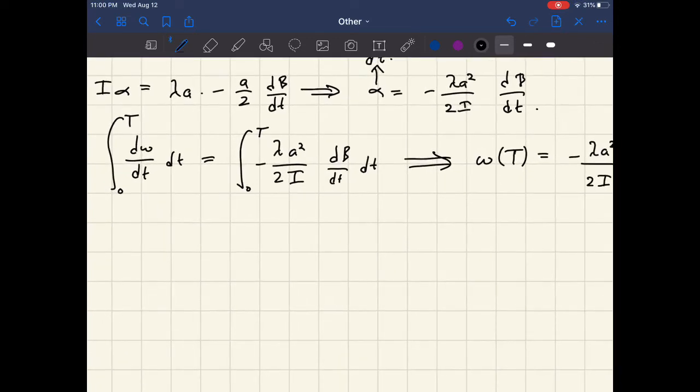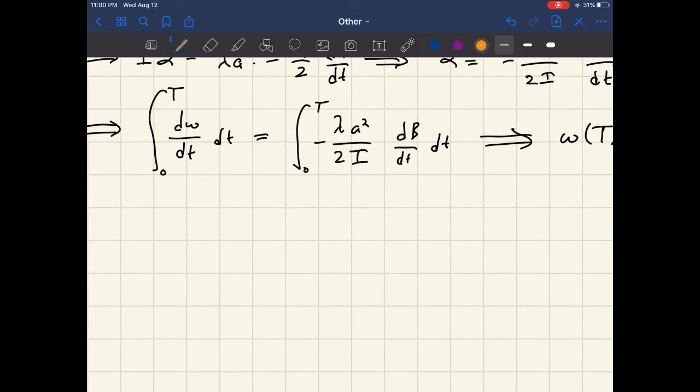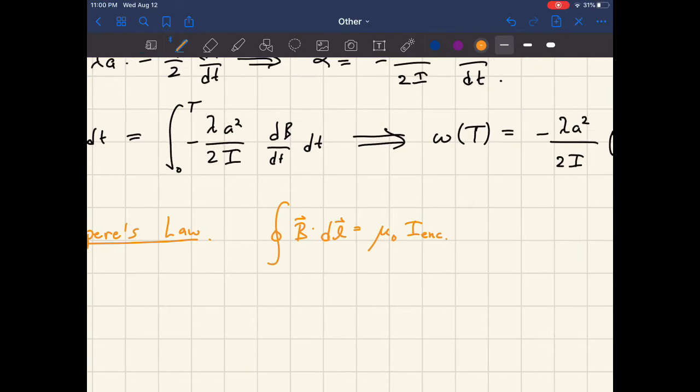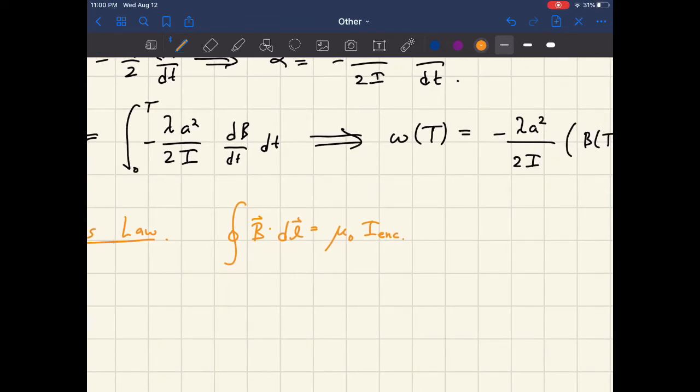And so what does Ampere's law exactly state? We'll use orange to denote theorems. And so Ampere's law states that the line integral of the magnetic field around a closed loop is equal to mu naught, which is the magnetic permeability constant, times I enclosed. So this is exactly how we will go about finding this magnetic field.